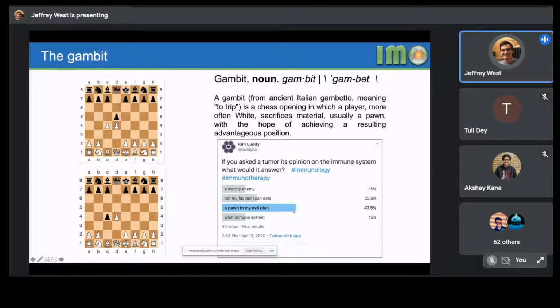Or here's the most popular answer: the immune system is a pawn in my evil plan. In other words, the tumor can co-opt the immune system for its own advantage. Or maybe the last answer would be, what immune system? Maybe the immune system is just not involved in cancer evolution. So what we're going to explore is this third answer.